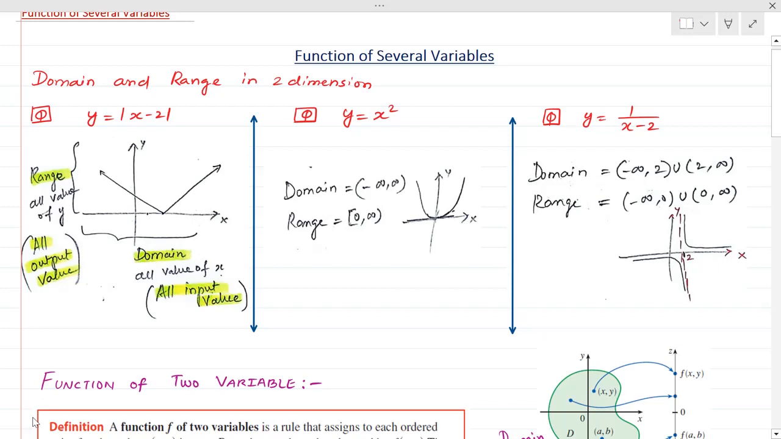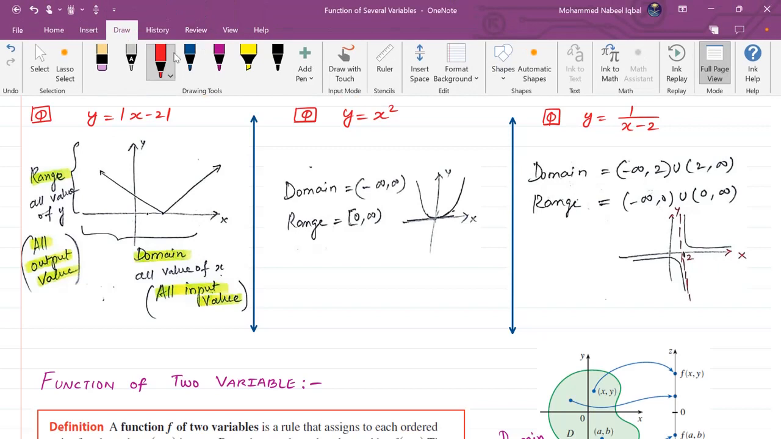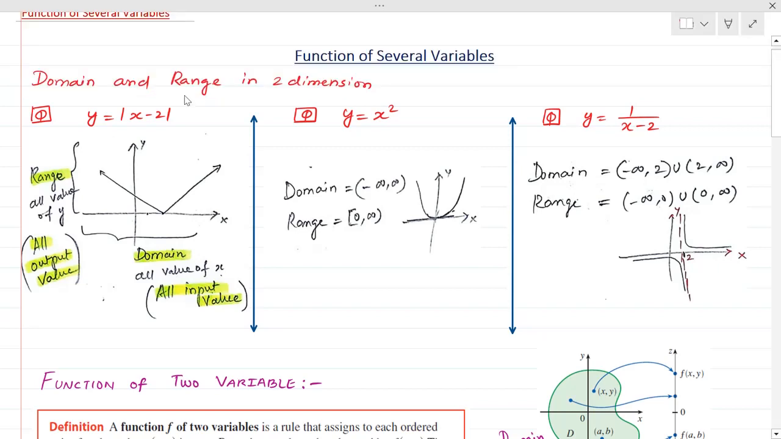The domain is all possible values of x, the input value of x, and the range is all possible values of y. So in two dimensions, if you see this one, y equals the absolute value of x minus 2, it will take all the values from negative to positive. This is the domain. The domain of x is from minus infinity to plus infinity. And the range will take only the positive part, it will not go to the negative part. Therefore the range is 0 comma infinity. So this is the range, the possible values of y.